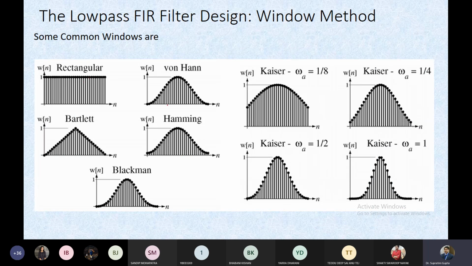Visually, this is rectangular, von Hann, then Kaiser with alpha as this. So there is obviously an effect from the choice of these. For Kaiser, you can see that if we choose 1/8, you have a discontinuity at this point with a certain magnitude. But when you go with different values, this discontinuity changes. So with alpha equal to 1, it is almost continuous, and very often we require this one.